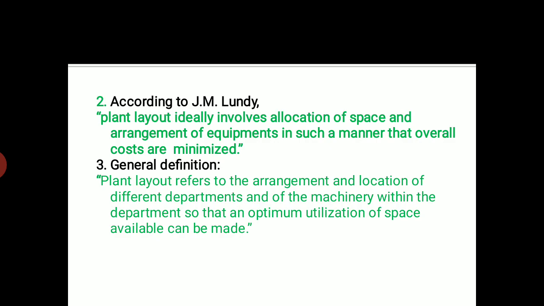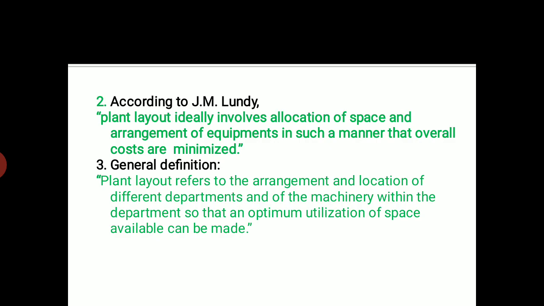Here one more definition we have given, a general definition of plant layout, which tells us that it refers to the arrangement and location of the different departments and of the machinery within the department so that an optimum utilization of space available can be made. That means the plant layout is arrangement. Arrangement of what? Arrangement of different facilities, maybe different departments, maybe machineries or equipments in such a way that optimum, that means maximum, use of the space available can be made.